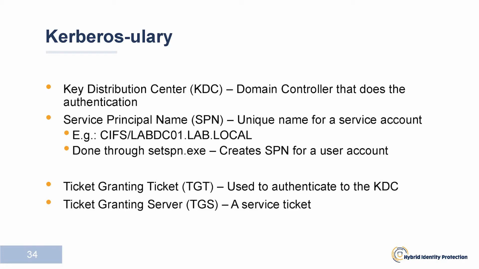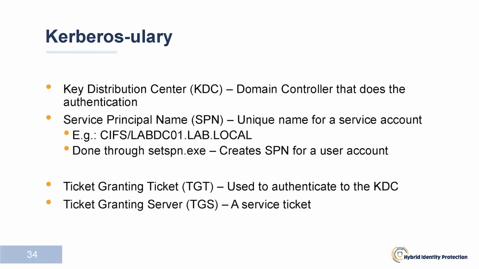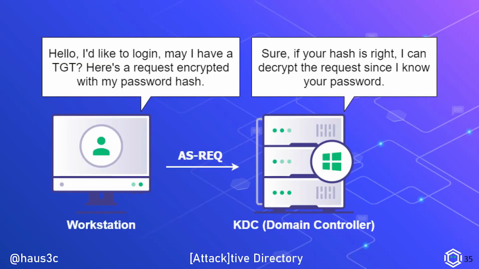Ticket Granting Ticket, TGT. This is used to authenticate to the KDC. I'm going to show you how you get a TGT. This is just something that proves you are who you say you are. Think of it as almost like your driver's license. And then finally, Ticket Granting Service. We're just going to call this a service ticket. Service tickets are used to access services such as file shares and SQL, and I'm going to show you what that is too. So first things first, we need to get a Ticket Granting Ticket.